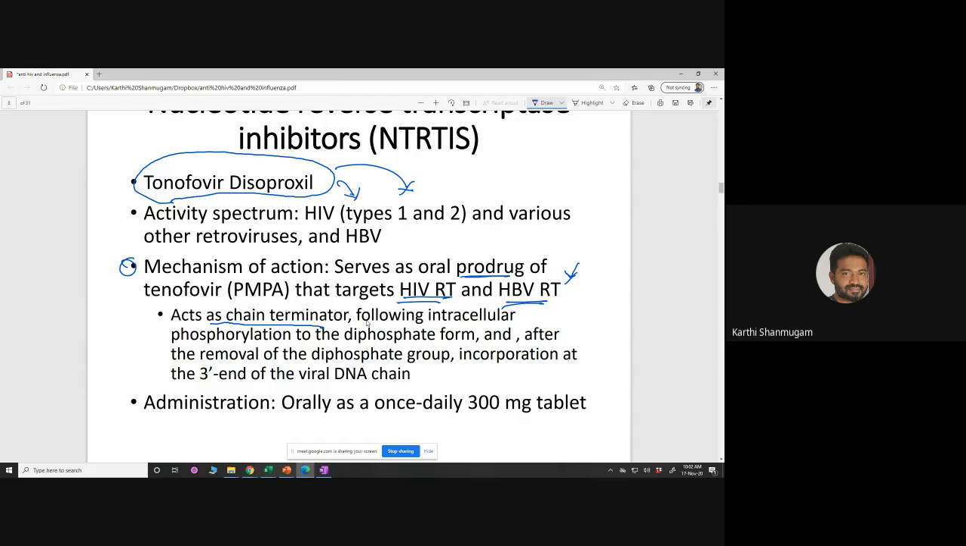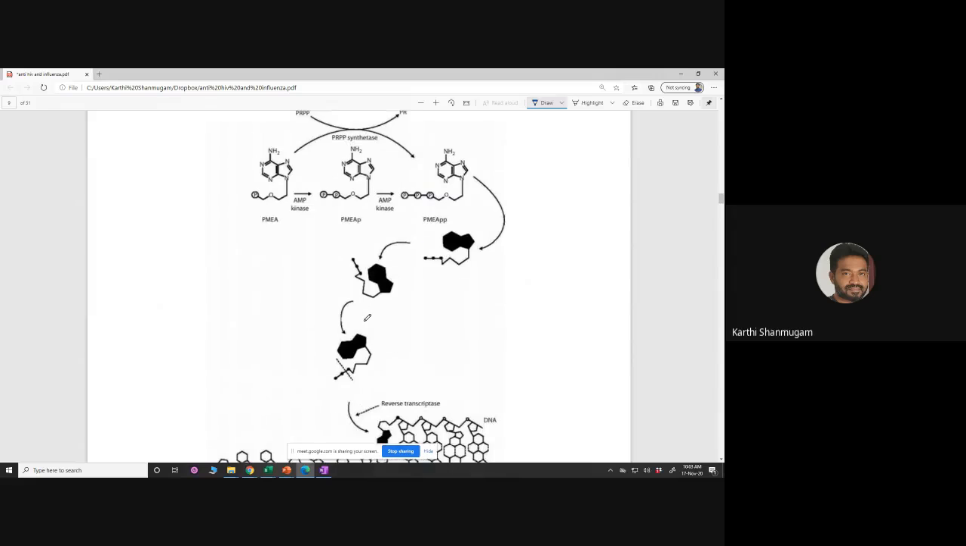Initially it is a prodrug and is converted into the phosphorylated state, the diphosphate. It goes and binds to the 3' end of the viral DNA, and specifically this molecule also lacks the OH group at the 3' position. So the next nucleotide cannot come and attach, chain termination takes place, and the elongation process is terminated. Coming to administration, this molecule is orally administered as a 300 mg tablet per day.